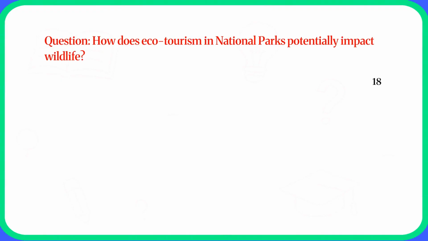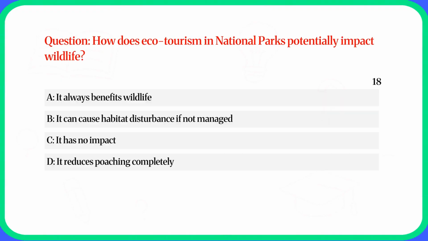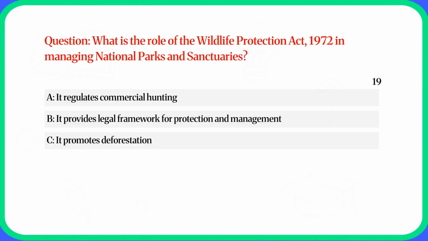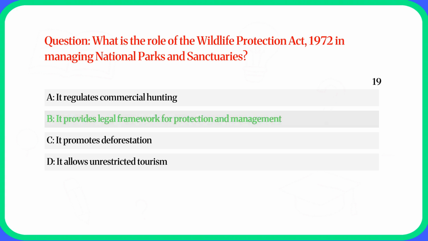Question: how does ecotourism in national parks potentially impact wildlife? Answer B. It can cause habitat disturbance if not managed. Question: what is the role of the Wildlife Protection Act, 1972 in managing national parks and sanctuaries? Answer B. It provides legal framework for protection and management.